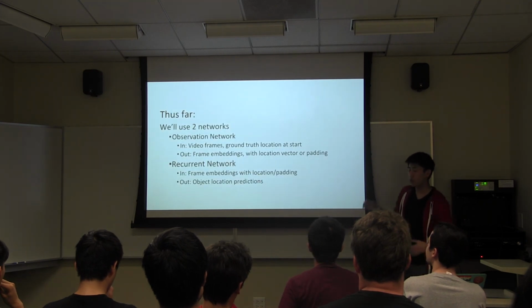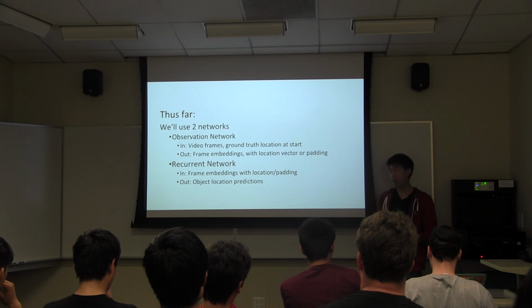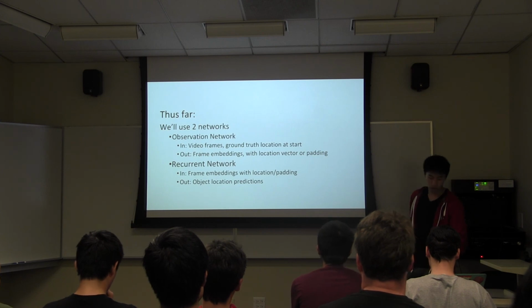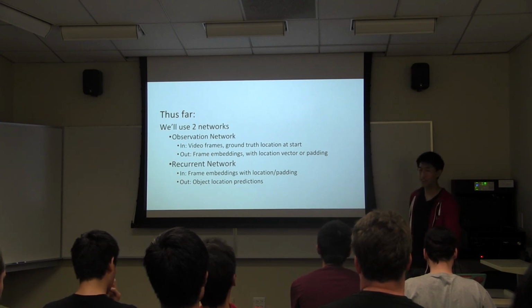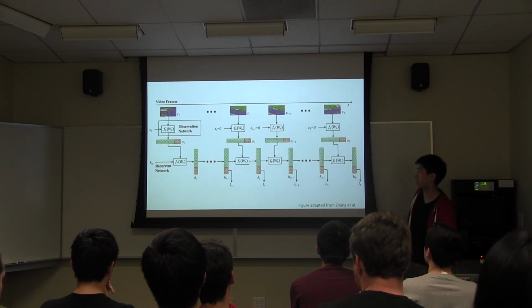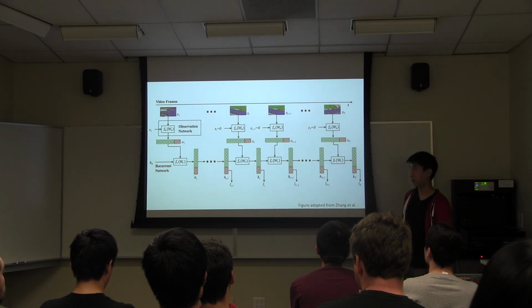So to recap, we use two networks. The first one is an upstream CNN that generates our image embeddings, and then an RNN which we use with location vectors, and the second one generates predictions. Okay, so that's just a recap, and then inside our RNN is where we use reinforcement learning.